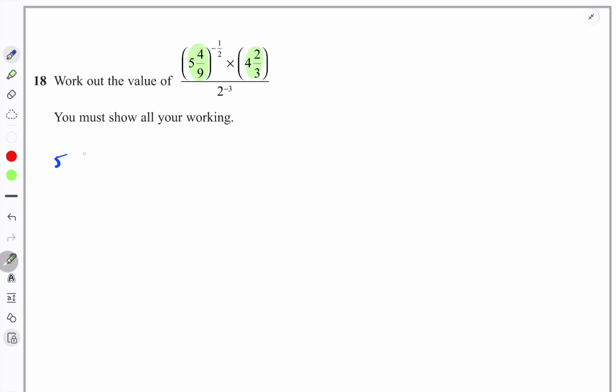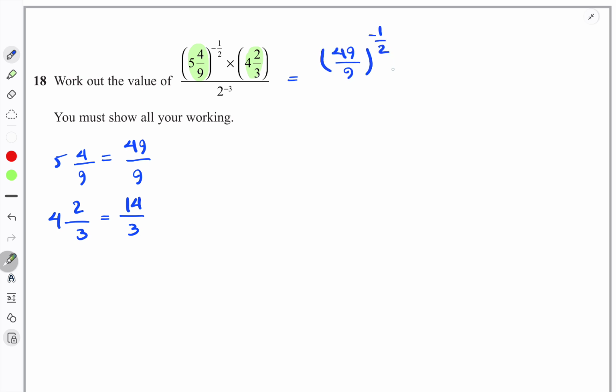So let me write this here. 5 and 4/9 gives us 5 times 9, 45, plus 4 is 49/9. And 4 and 2/3 is 14/3. Okay, so now our expression looks like this, and over 2 to the power of -3.